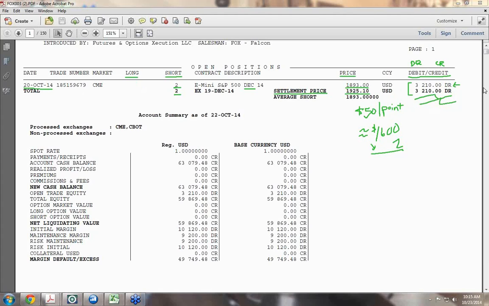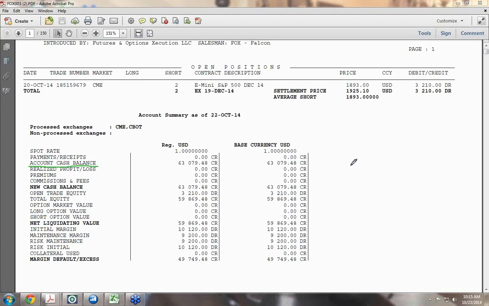Now, the account summary section underneath it, this is what you're going to get every day, regardless of whether there's an open position or not, and this is where you can get the vitals of the account's current state. First, we'll talk about account cash balance. The account cash balance is not the current value of the account. It's important to understand that.